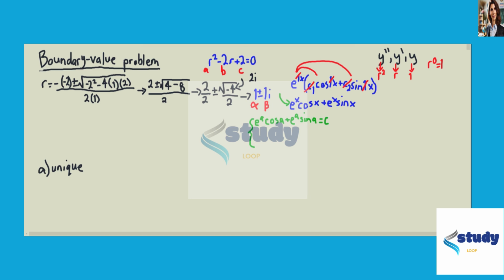And for our second boundary, we are going to plug our b value, since it is y of b, into x, and set the entire equation equal to d. So we're going to do the exact same thing, but instead of a and c respectively, we'll be doing b and d. So e to the power of b multiplied by cosine of b plus e to the power of b multiplied by the sine of b equals d.